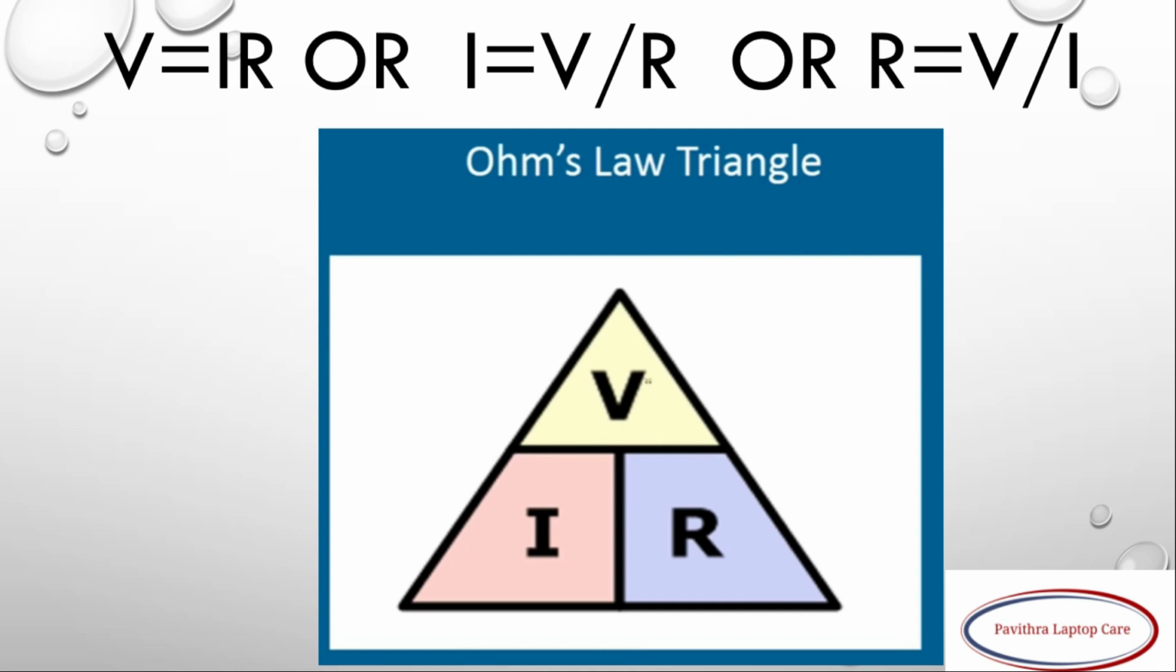In this, the most important thing is that we have to consider Ohm's law. Here is the Ohm's law triangle. V means voltage, I is current, and R is resistance. Voltage is equal to I into R. When we multiply current and resistance, we get voltage, and I is equal to V by R. Similarly, R is equal to V by I. This is called Ohm's law. It's very important to apply in this logic circuit to know the current value, voltage value or resistance value.